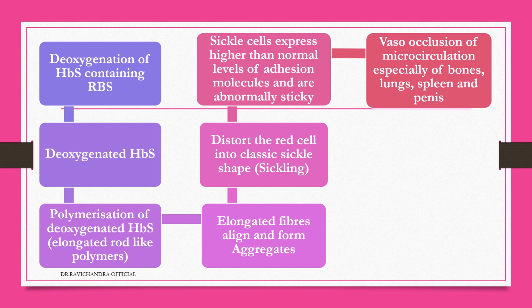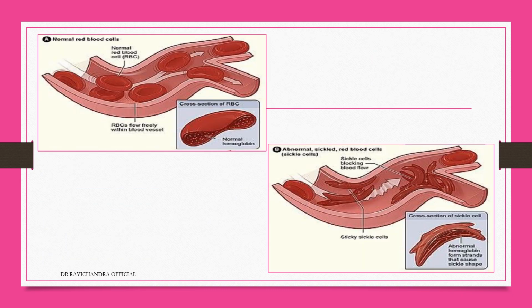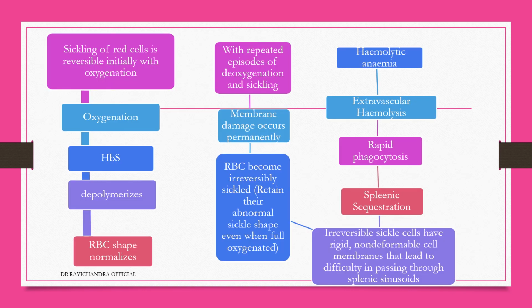Sickle cells will express higher than normal levels of adhesion molecules, and they are abnormally sticky. As a result, there will be vaso-occlusion of the microcirculation, especially in the bones, lungs, spleen, and penis. So vaso-occlusion is seen in bones, lung, spleen, and penis. This can be asked in MCQs. So this is a picture showing how a normal red blood cell will be seen and how an abnormal sickle cell, which is sticky, can be seen. Sickling of the red cell is reversible initially with oxygenation.